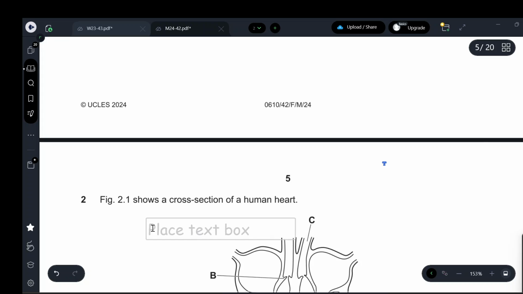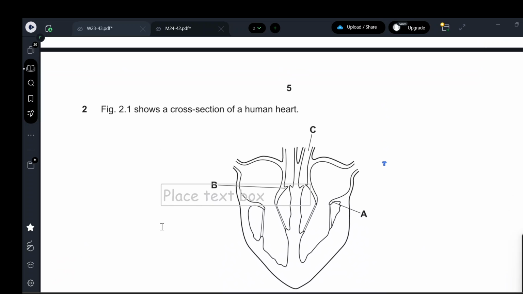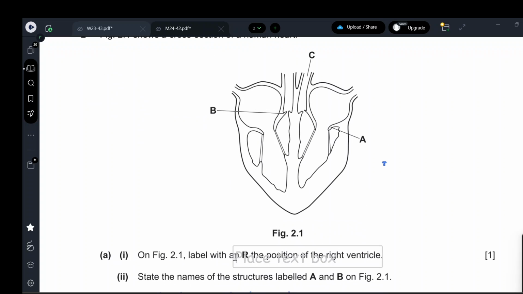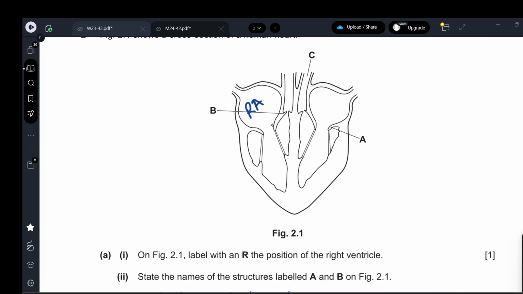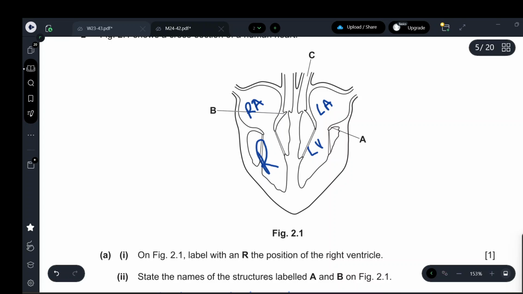Question 2. Figure 2.1 shows a cross section of a human heart. On the figure, label the position of the right ventricle. This is the right atrium, right ventricle, left atrium, left ventricle. Label with an R the position of the right ventricle. I'll draw an R here.